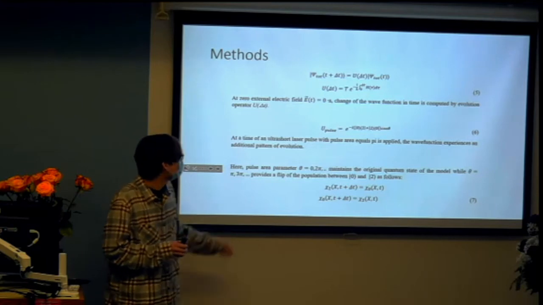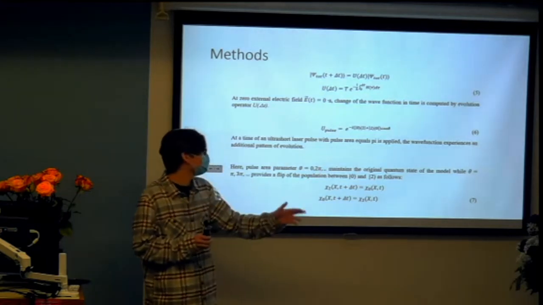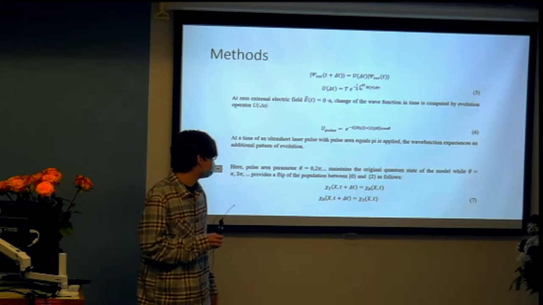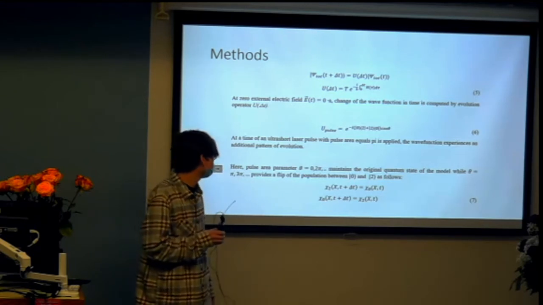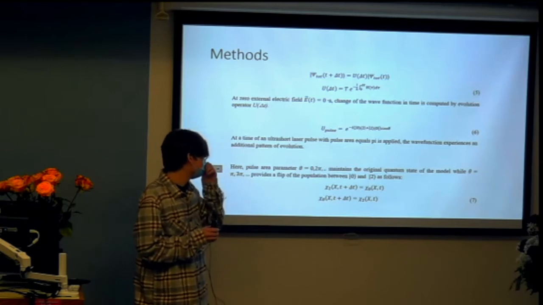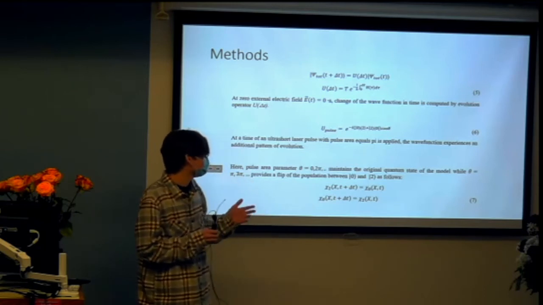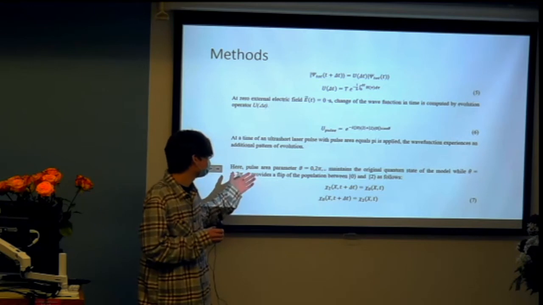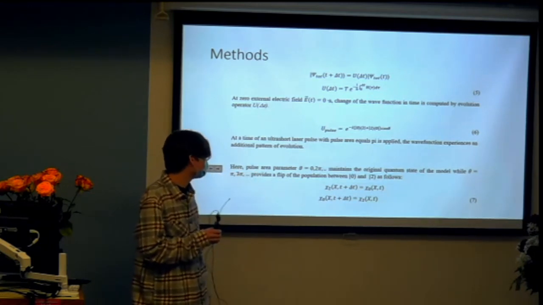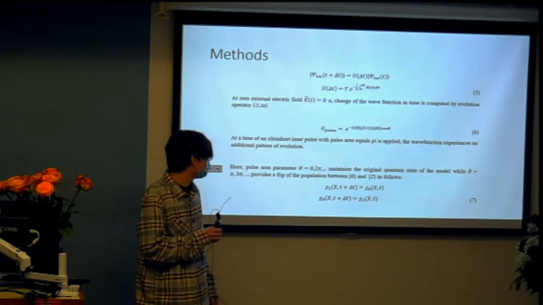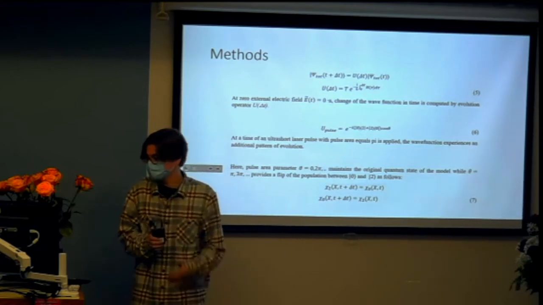And at 0, 2 pi, so every 2 pi, it's going to be in the original state, so the ground state, and each consecutive pulse will add a pi, and at pi, 3 pi, 5 pi, and so on, it will go to the excited state.